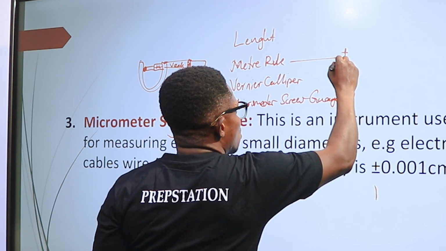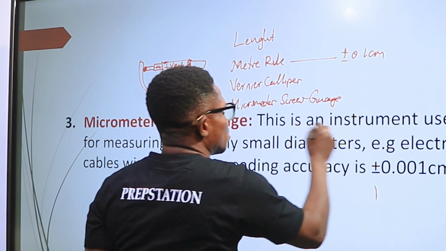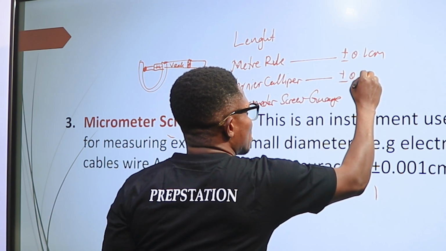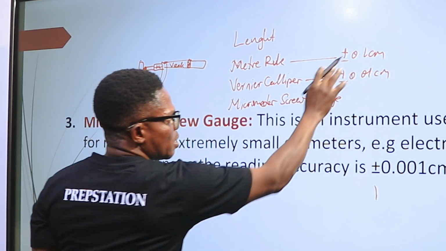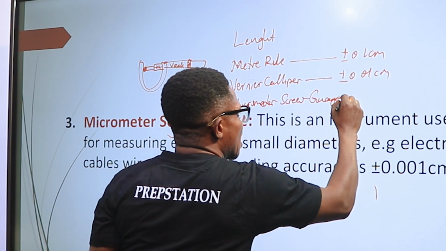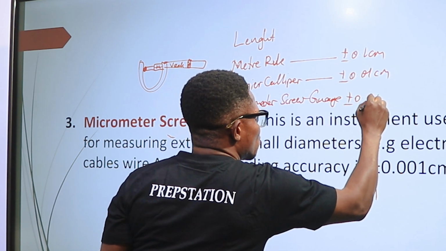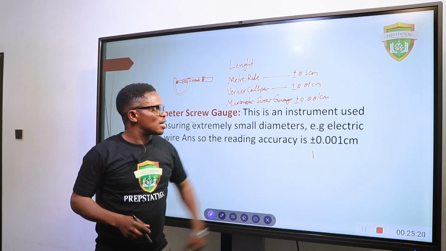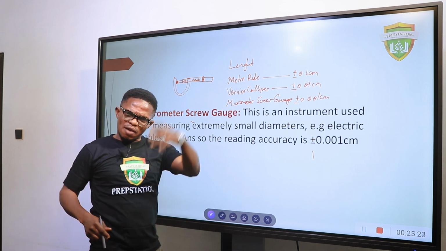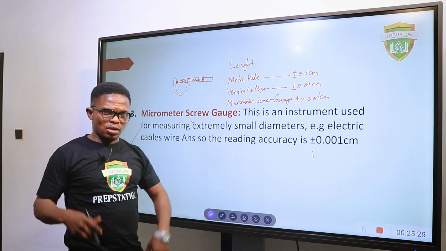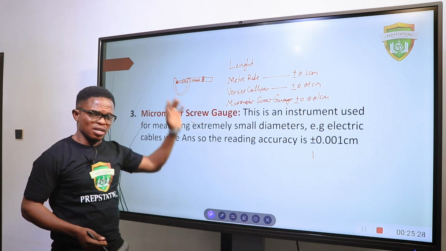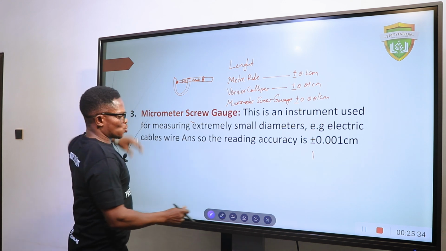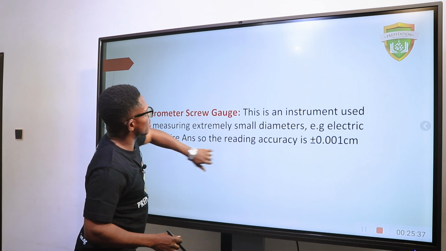This is plus or minus 0.1 centimeter. I want to believe you should be able to grab this now. This is plus or minus 0.01 centimeter. Follow the order: this is 0.1, this is 0.01, and then this one is 0.001. I want to believe you'll be able to remember this. So all of these are instruments used for measuring length. And we have instruments used for measuring other quantities too, like mass. You have the lever balance, the die balance, the beam balance, the triple beam balance. So let's move forward and see what else is there.